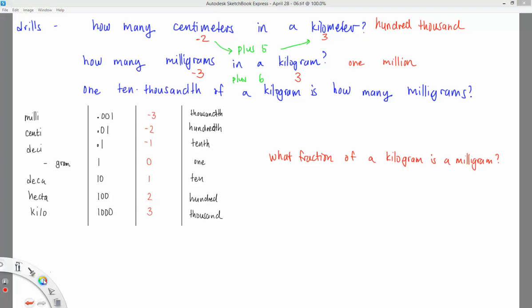Then you would say kilogram is 3, milligram is -3, so we're going to do -6. What is associated with -6? The answer would be 1 millionth. So what fraction of a kilogram is a milligram? 1 millionth of a kilogram is a milligram. And that's 5 zeros and a 1. Yeah, 5 zeros and a 1. Exactly. Good.